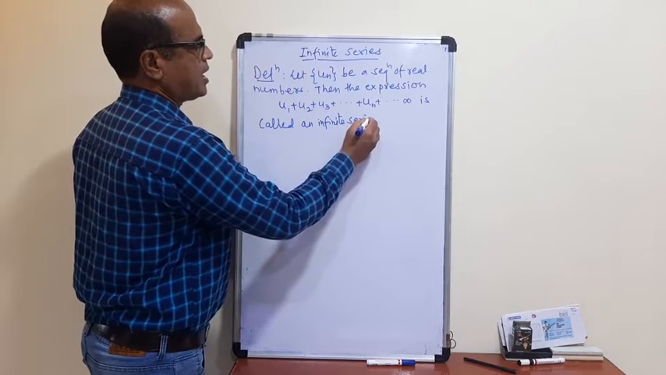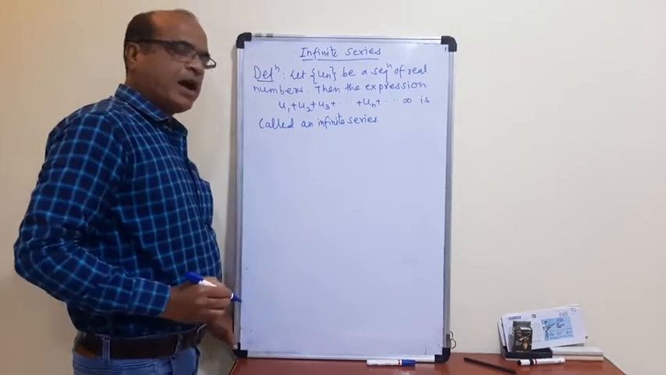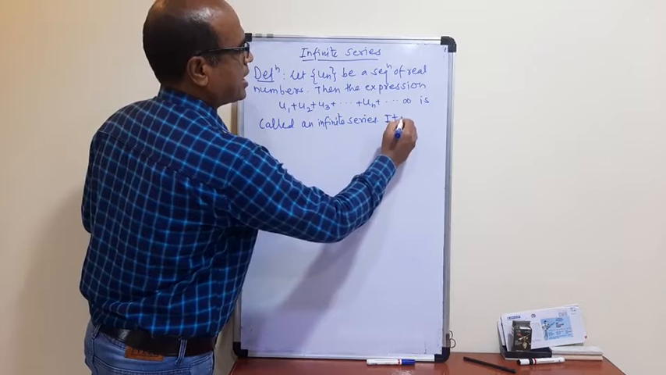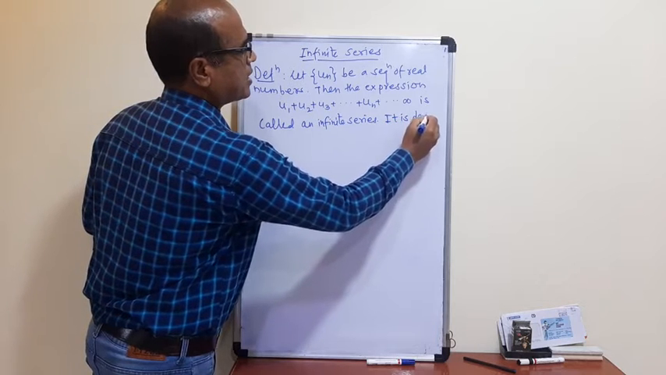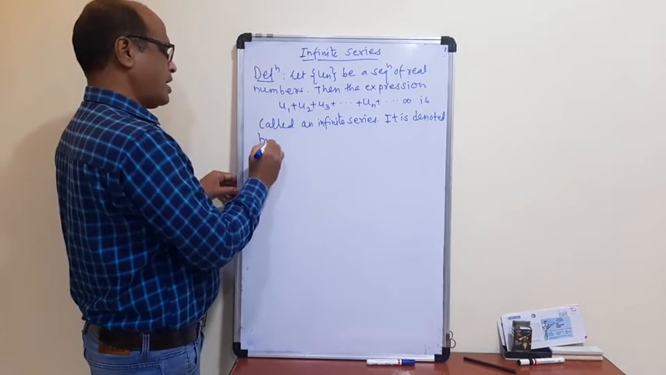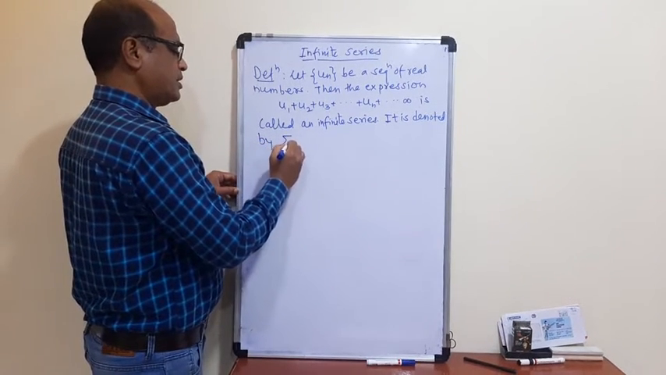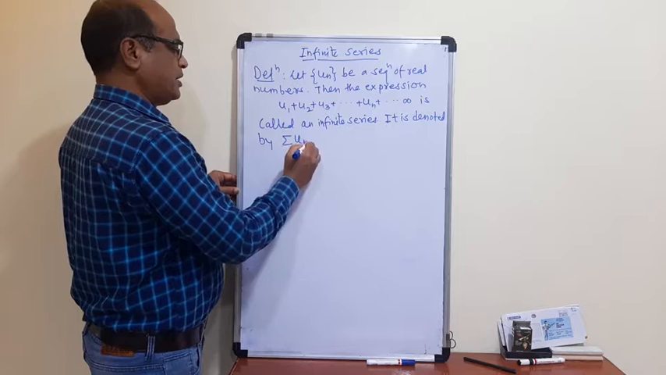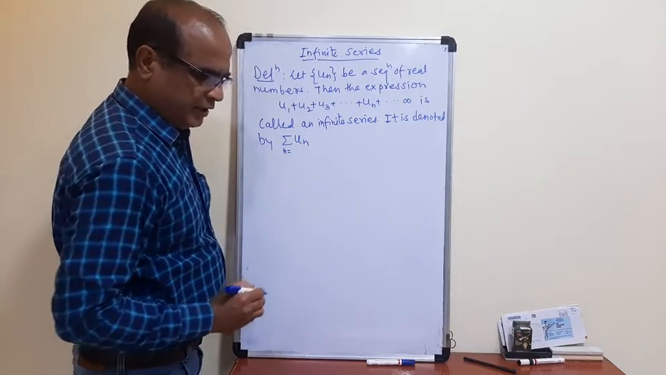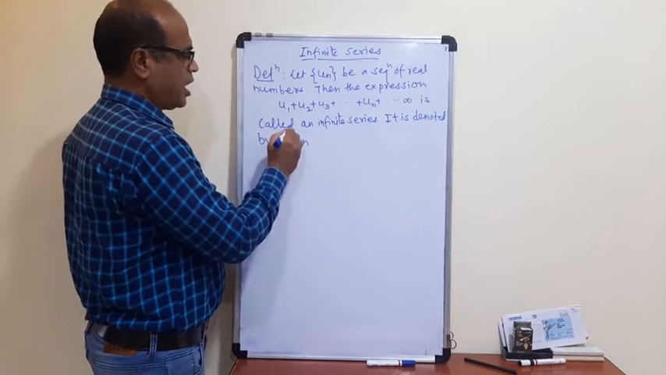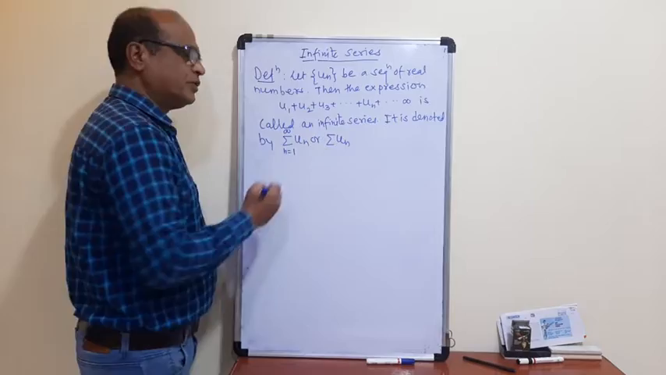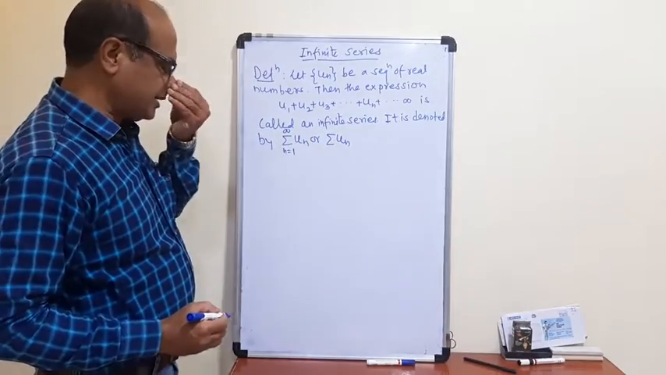It is denoted by summation un, as n goes from 0 to infinity or 1 to infinity, or simply summation un. So this is the notation for the infinite series.